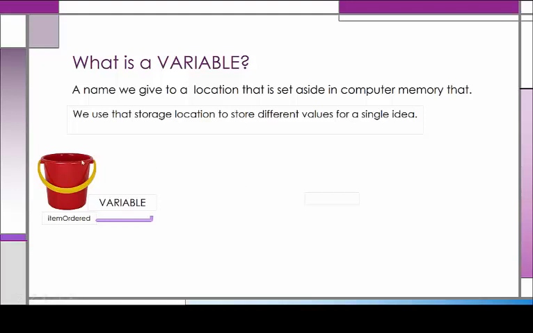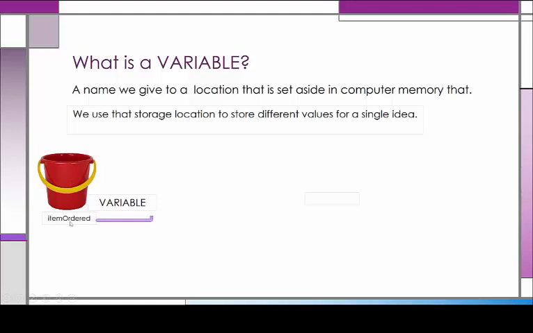I use the bucket as an image, but it's a place in memory that is set aside at the beginning of our code when our program runs. And we call it something. In other words, I've called this bucket item ordered. This bucket represents a storage location in memory, and instead of knowing that memory's address, all I have to do to refer to this bucket is call this bucket, or the storage memory, item ordered.